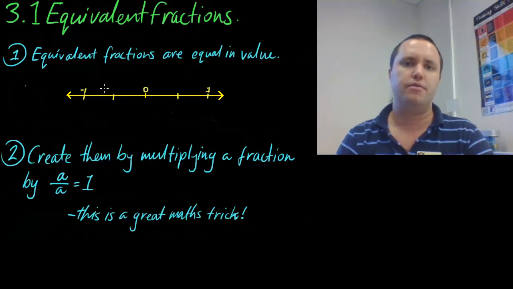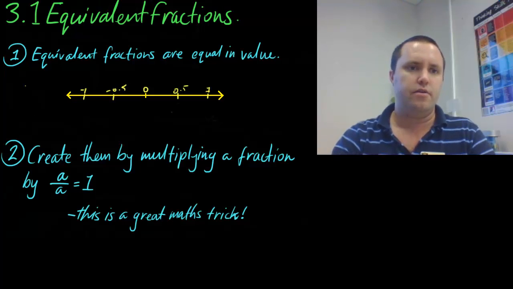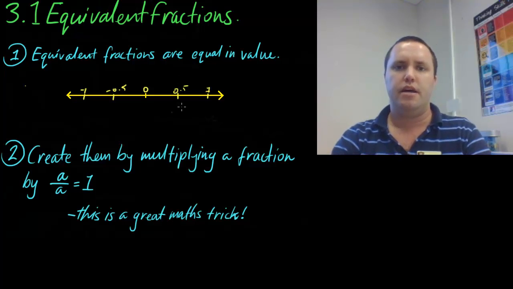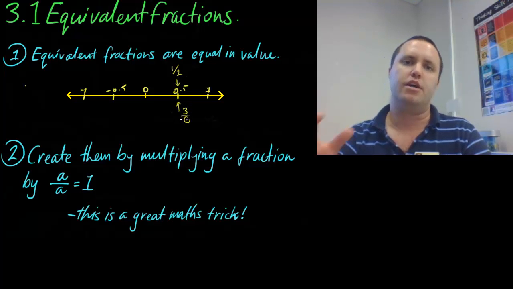Okay, so a little definition here: equivalent fractions are equal in value. So if we had a number line here from -1 to 1, and this here would be 0.5 and this is -0.5, then if two fractions are equivalent, they would lie on the same place. So here we would have 1/2, and in the same place on the number line we could have 3/6. That would make them equivalent fractions.